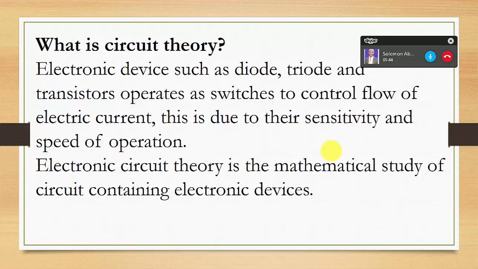I'm just trying to establish here that in circuit theory, we have electronic devices just like diodes and transistors, which act as valves or switches that are meant to control the flow of electric current, because of the fact that they have high sensitivity and speed of operation. Now, circuit theory we see to be the mathematical study of circuits that contain electronic devices.